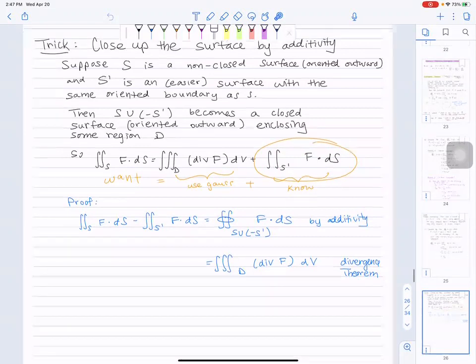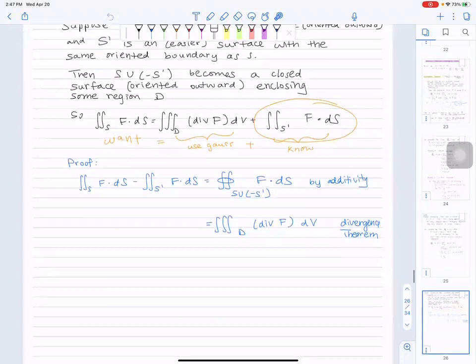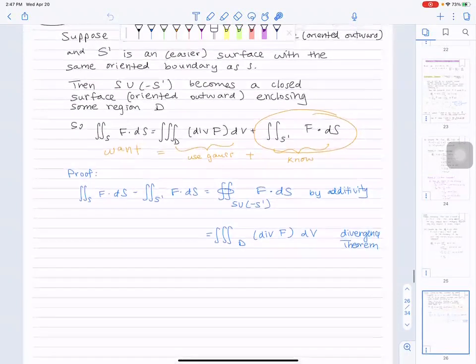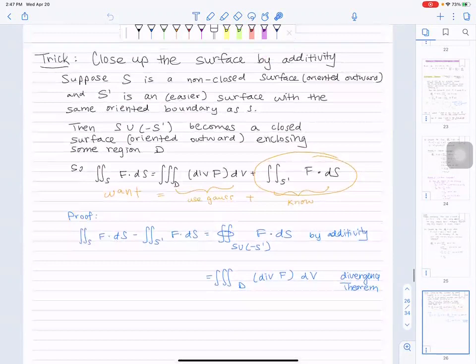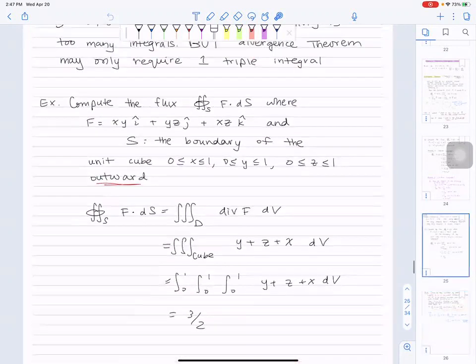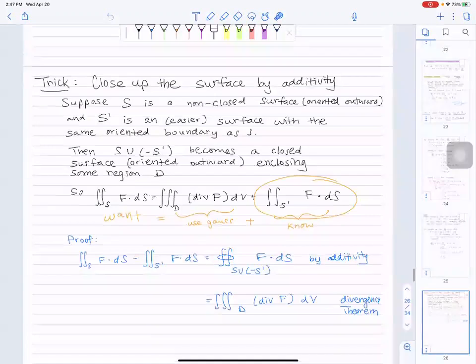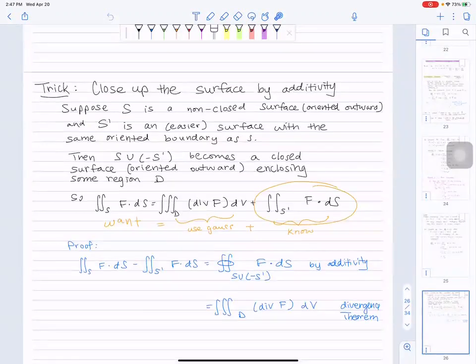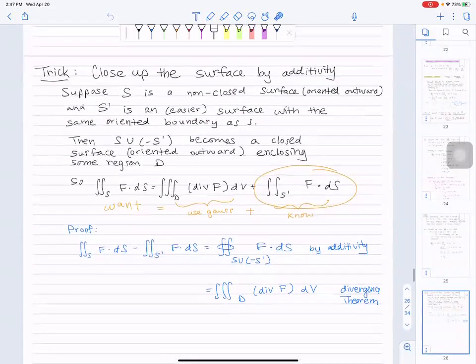Sorry, let me think. Okay, so yeah, still use divergence then. This would most likely give you 0 most of the time. And so it's a minus.